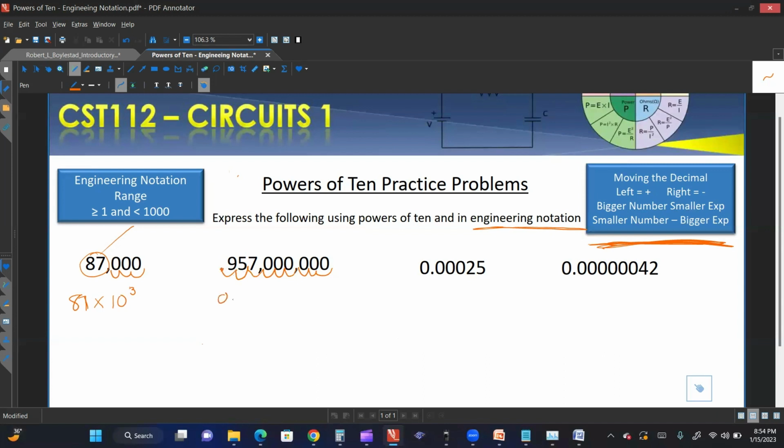That number will be 0.957. So this doesn't meet this criteria, because this is less than 1. So we know we went too far. But just to do it over, 1, 2, 3, 4, 5, 6. So this number would be in engineering notation written like this: 957 times 10 to the 6.